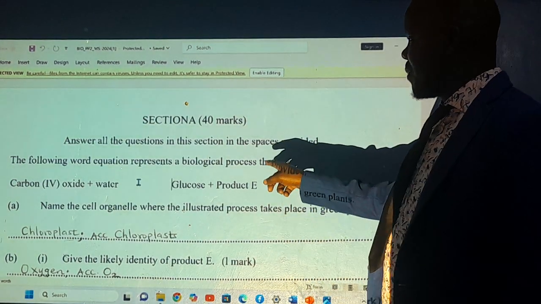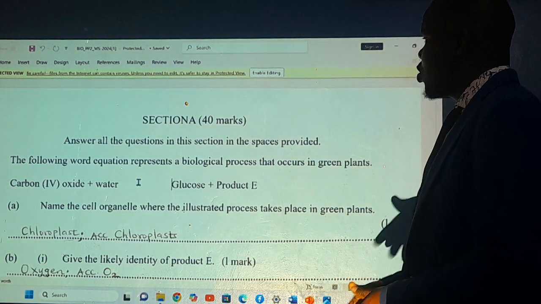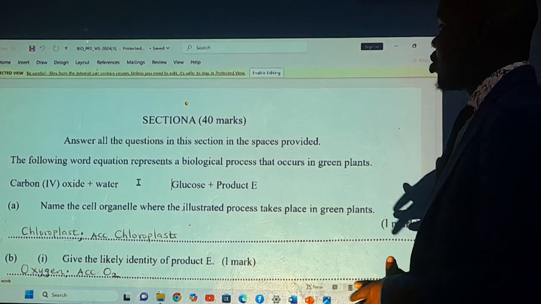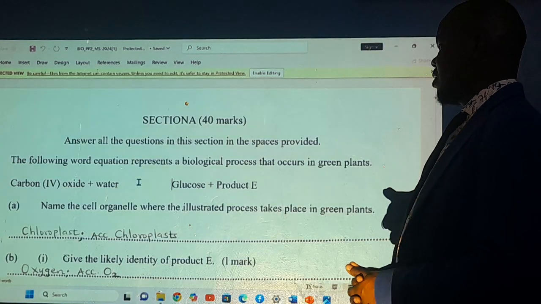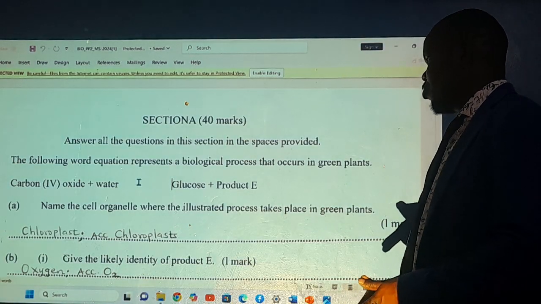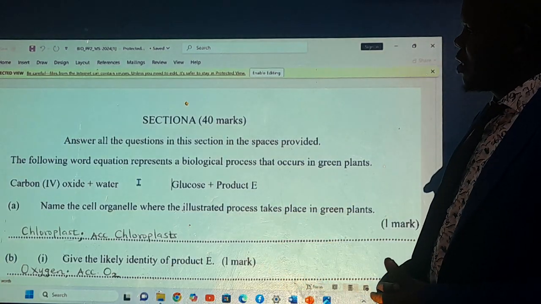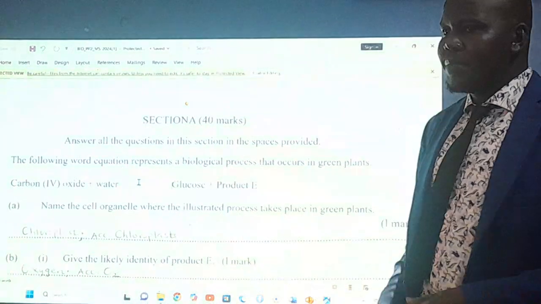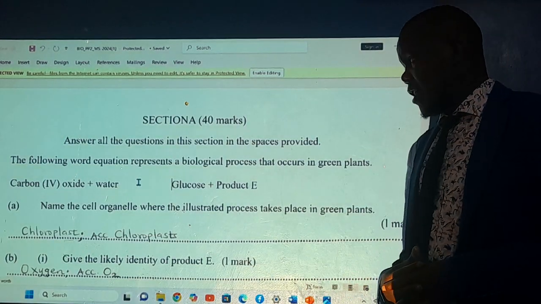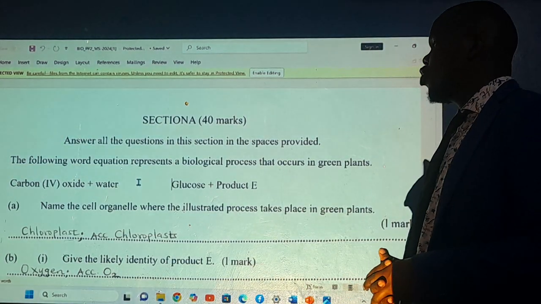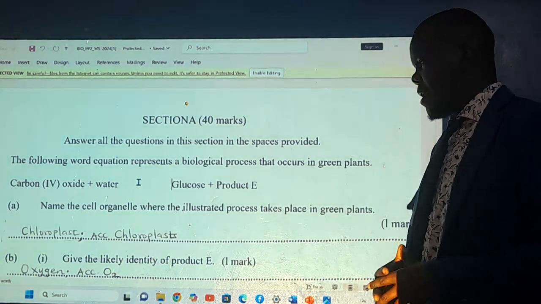Section A is 40 marks, and you can check the first question. You answer all the questions in this section. The following word equation represents a biological process that occurs in green plants. That was the question they were given. In each and every biology exam, you'll be given a question like this: carbon dioxide plus water gives glucose plus product E.